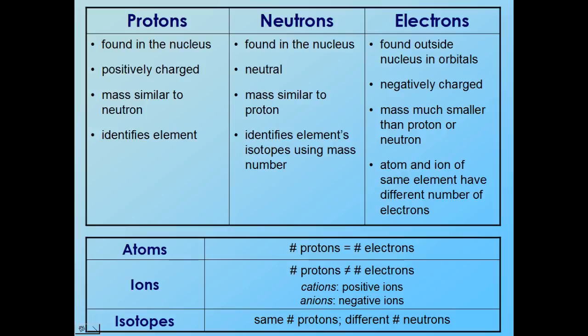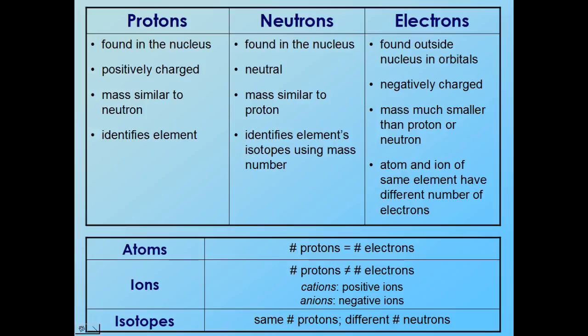Alright, so protons, neutrons, and electrons are the particles that we're going to focus on within an atom. The protons and neutrons are found in the nucleus. The electrons are found outside in the orbitals. Protons are positively charged, neutrons are neutral, electrons are negatively charged. Protons and neutrons have a similar mass, while electrons are much smaller, about 1/1000th the size of a proton or neutron.